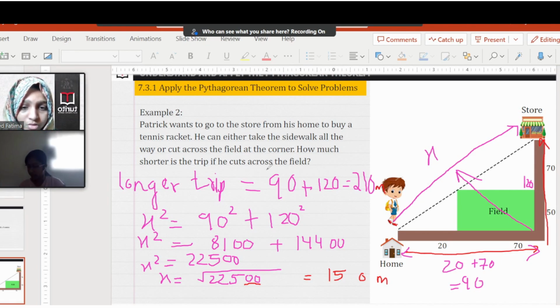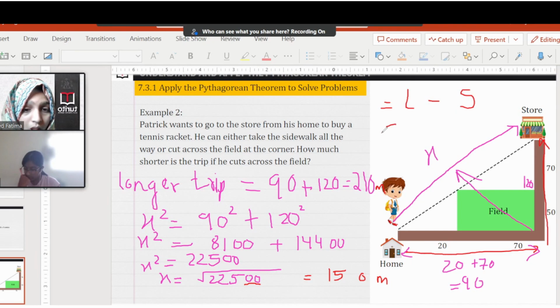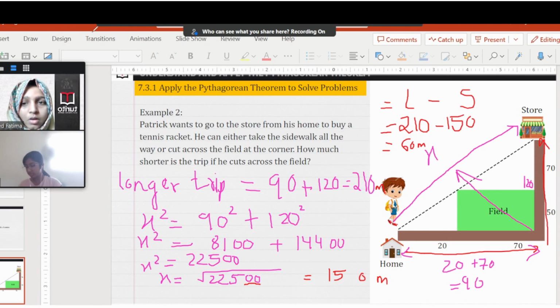But what was the question? How much shorter is the trip? So how much shorter? Longer trip minus shorter trip. That is 210 minus 150, which gives you 60. So it is 60 meters shorter. Yeah, that's the final answer.